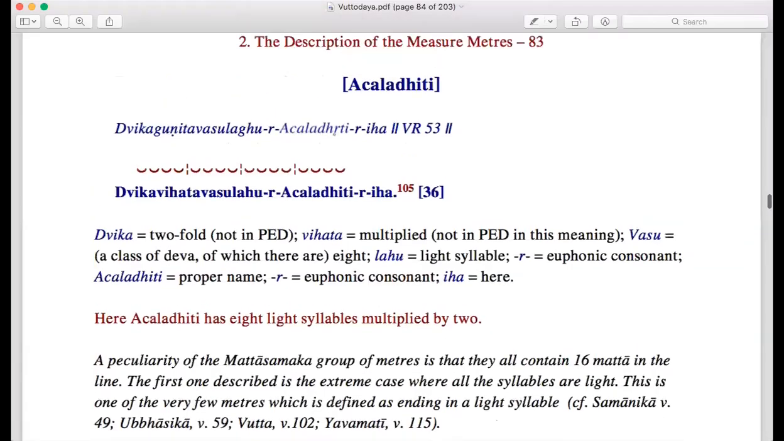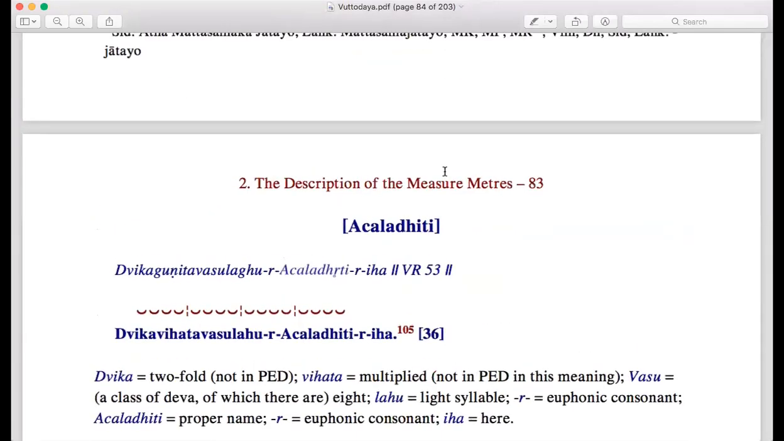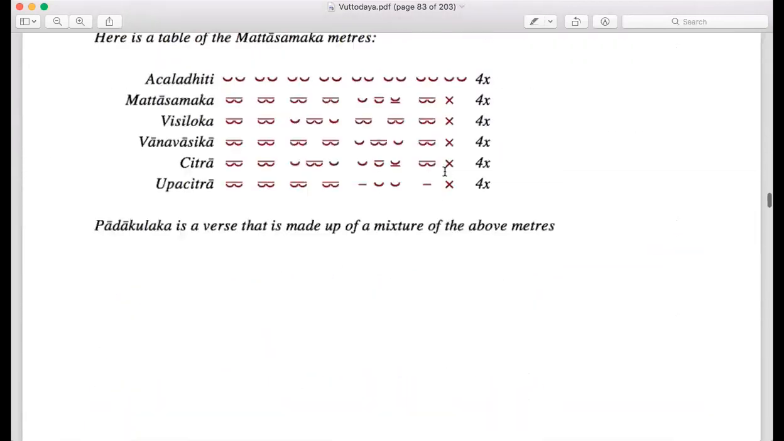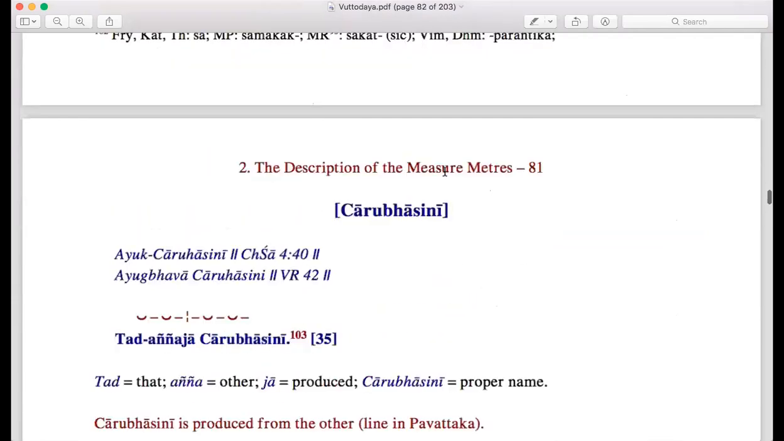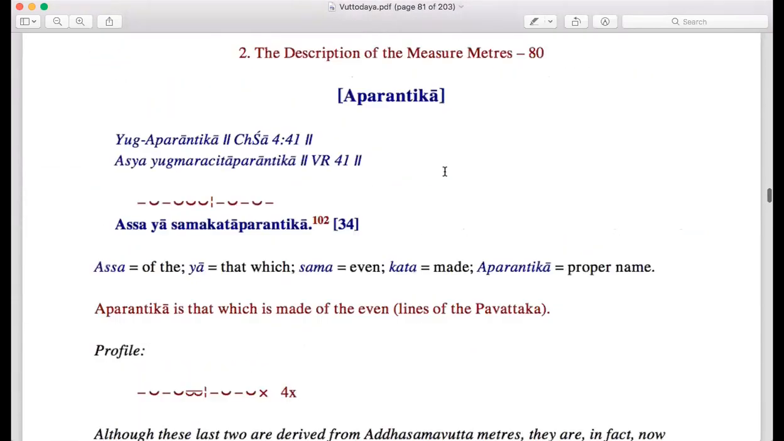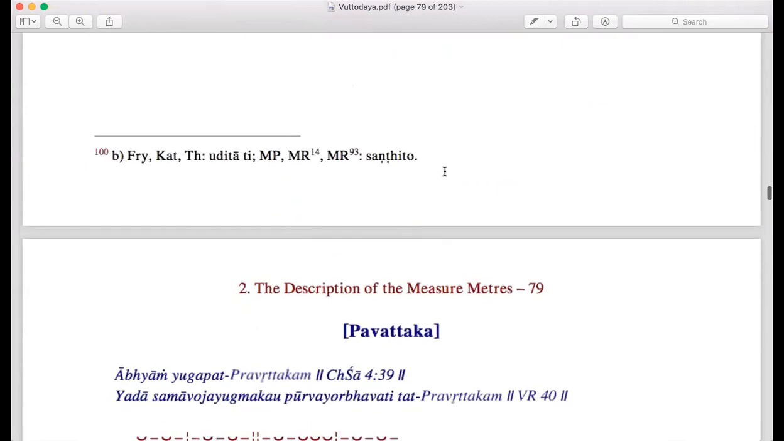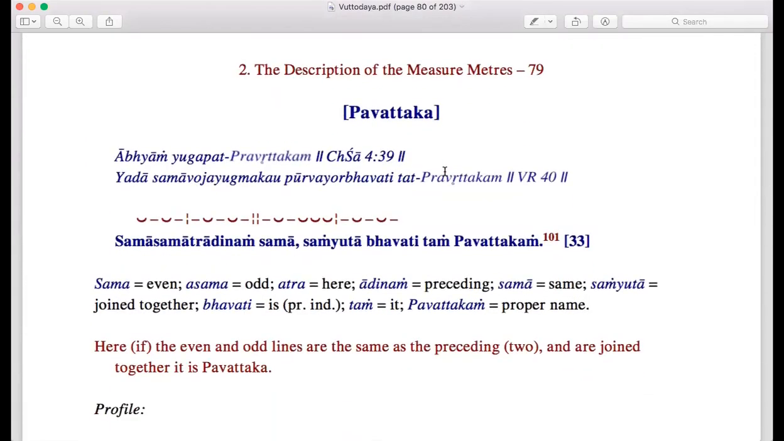Yes, I have a question, Bhante. Yes. In fact, it's also from that type of verse. It's about Vattaka. My question is, how should we divide the word sama samatradinang again, Bhante? Sama samatradinang, right? Yes, Bhante. You can see the screen, right? Yes.